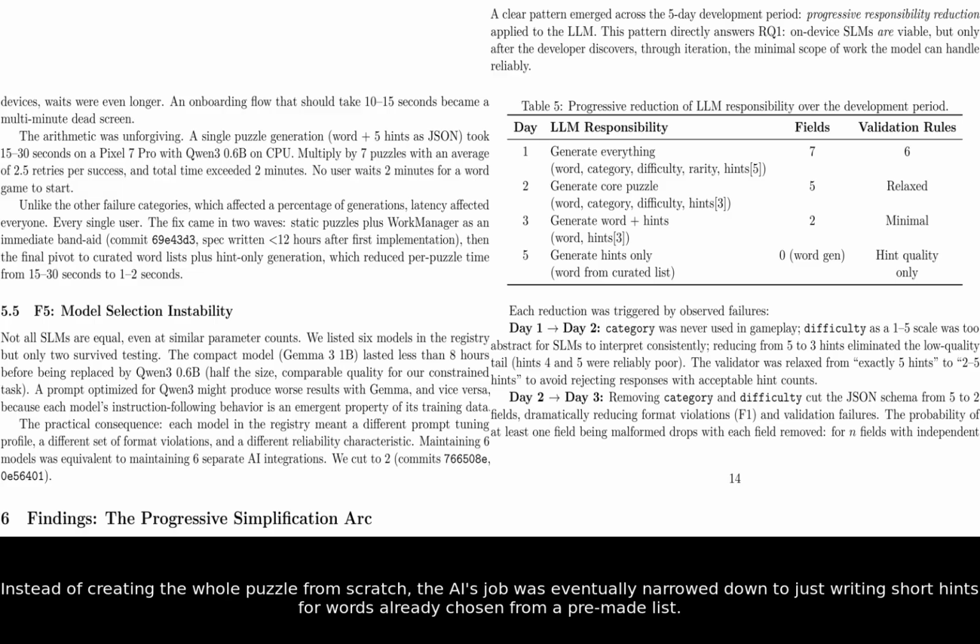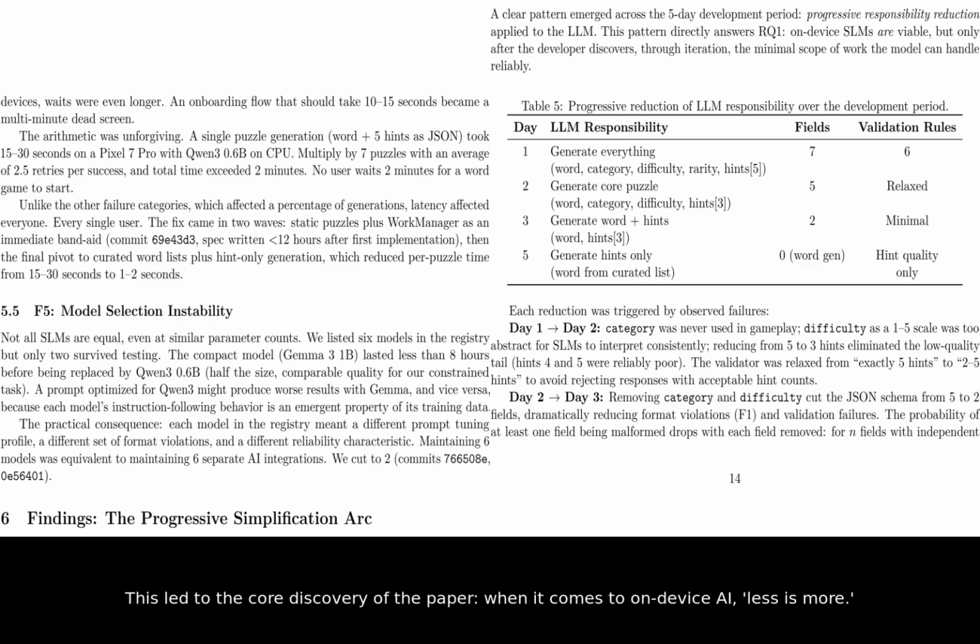Instead of creating the whole puzzle from scratch, the AI's job was eventually narrowed down to just writing short hints for words already chosen from a pre-made list. This led to the core discovery of the paper: when it comes to on-device AI, less is more. By reducing the AI's responsibility, they moved from a system that failed constantly to one that was highly reliable.